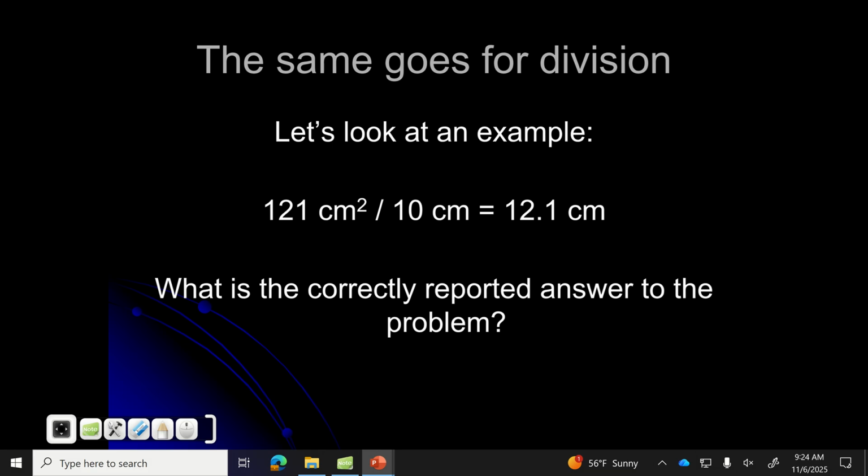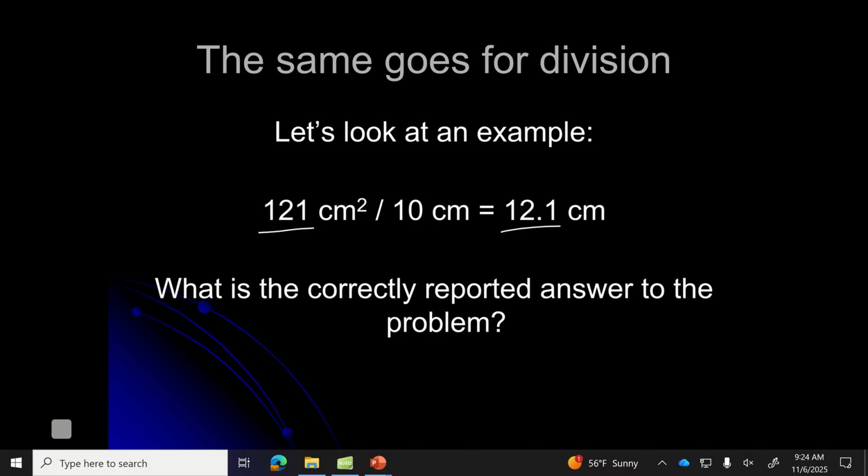If I'm dividing, same thing. Multiplication, division, we do the exact same thing. The nice thing is those two operations work together. They are opposites of each other, so they're going to follow the same rules. So if I look at this one, I multiply 121 times 10 and I get 12.1 centimeters.